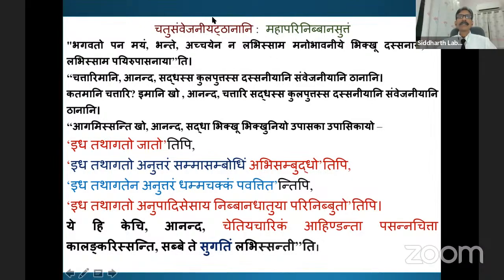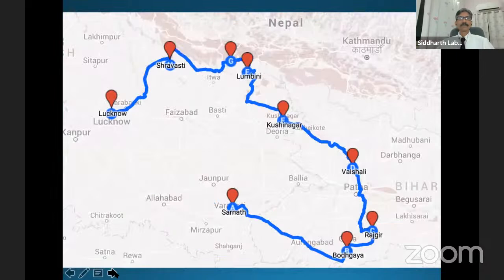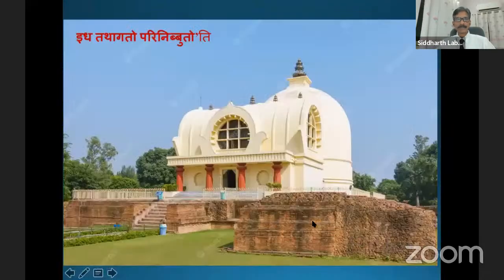So these are the guidelines of the Buddha, and that is the reason we must go to these places to experience the Buddha's existence. This has been told by the Buddha in the Mahaparinibbana Sutta. The Mahaparinibbana Sutta is so beautiful. So many things are given here. One should definitely study this. So these are the four places. First is Lumbini.